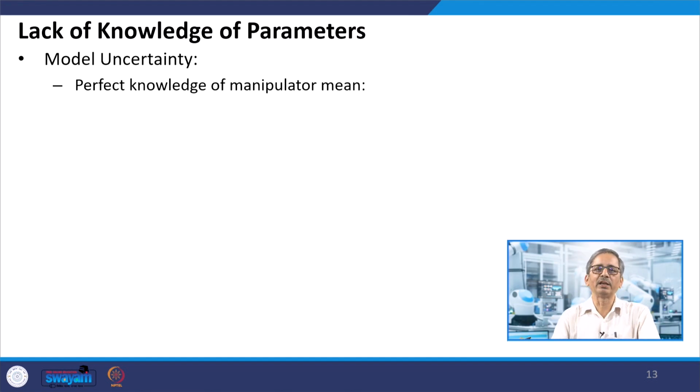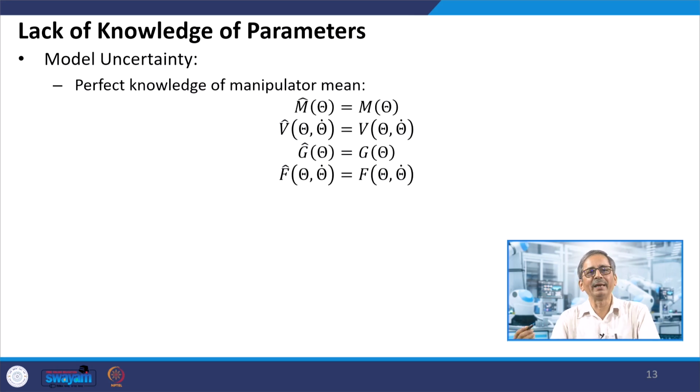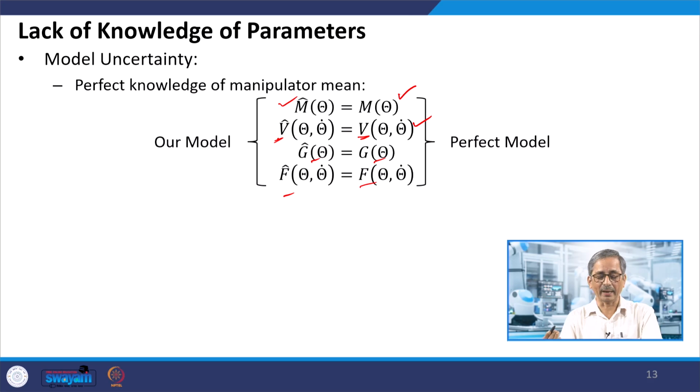Other lack of knowledge is the model uncertainties, and as I said we may not be able to have perfect knowledge of the model. What do we mean by perfect knowledge of the model? It means that whatever is the actual one, I know the same. Whatever the actual centrifugal and Coriolis terms are, I know the same. Whatever the gravity is, it is the same, and I am fully aware of the friction modeling. These are the model which I am assuming, and these would be the perfect model.